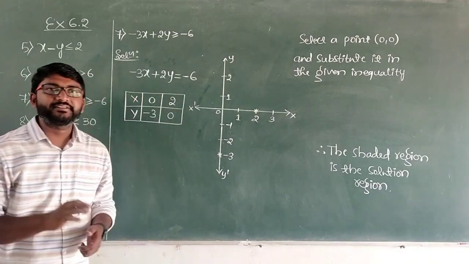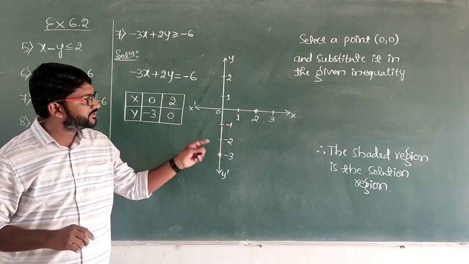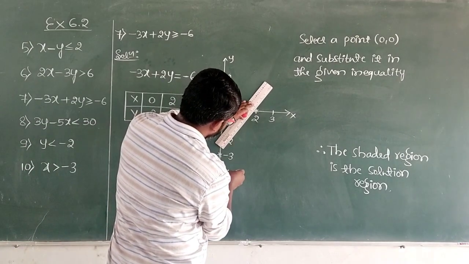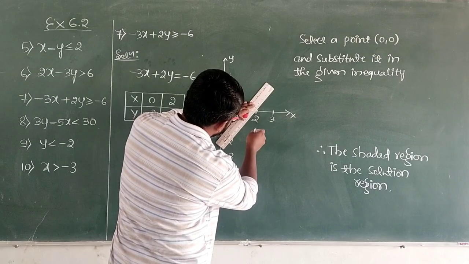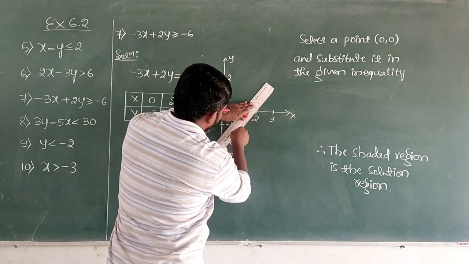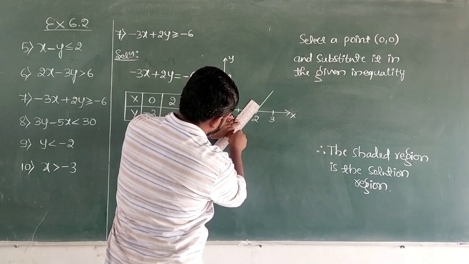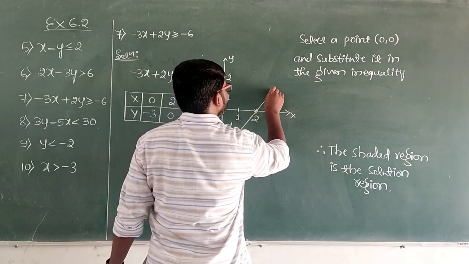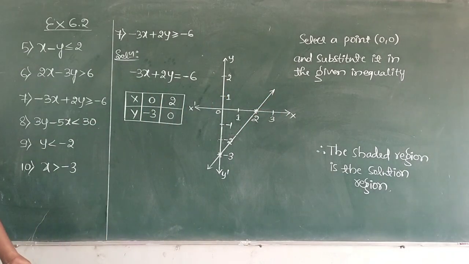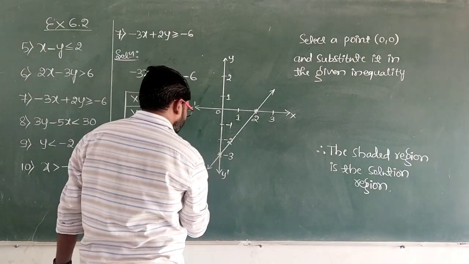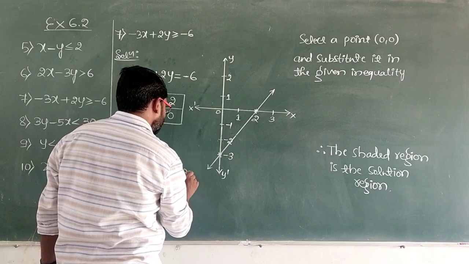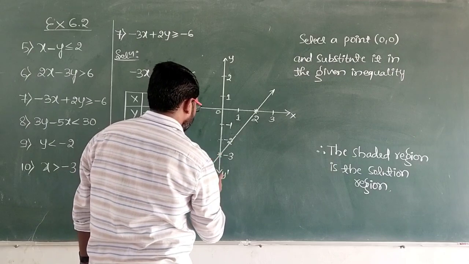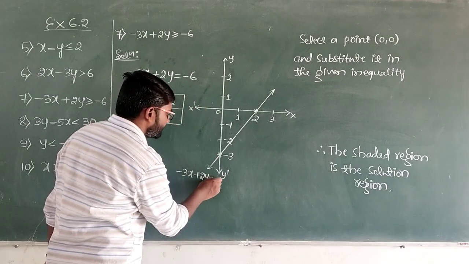Here the given inequality is a slack inequality. We have to join these 2 points with the thick line or the dark line. Let us join them. I'll write the equation here: minus 3x plus 2y equals minus 6. Yes, the next step is the shading process.